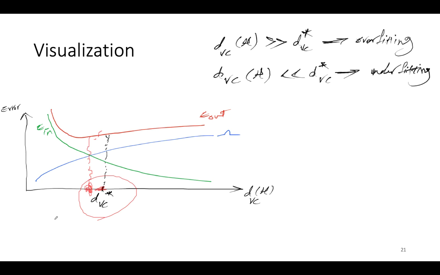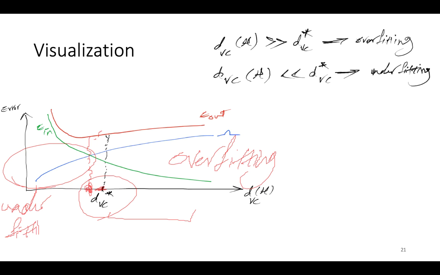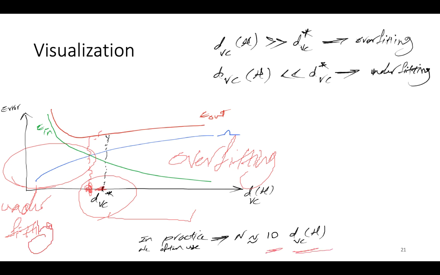In general, we can see that after VC dimension points, we're going to have overfitting. For those points below that, it's going to be underfitting. In practice, normally we take 10 times the VC dimension as the number of points to pick for an algorithm. For instance, if you have 200 data points, your VC dimension should be around 20. So the model complexity should be around 20, otherwise you're going to overfit or underfit. In practice, we use 10 times the VC dimension as the number of data points, N.